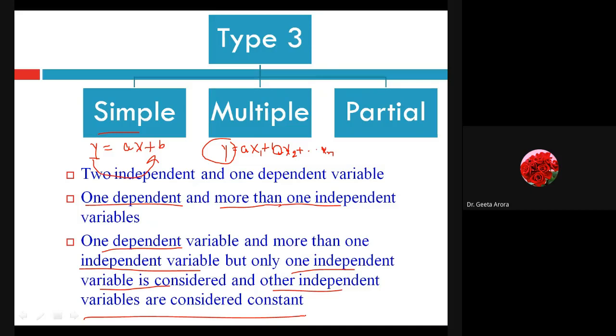Correct. It is the same thing as the multiple correlation, but we are looking for the effect of only one at a particular time, and at that time we are considering the others constant. For example, if we talk about demand and supply, as we have discussed, if the demand of something is increased, then obviously supply has to be increased to meet the demand. And suppose I'm working in an industry, I'm looking at what the demand of my product is, and according to that I have to go for the supply.